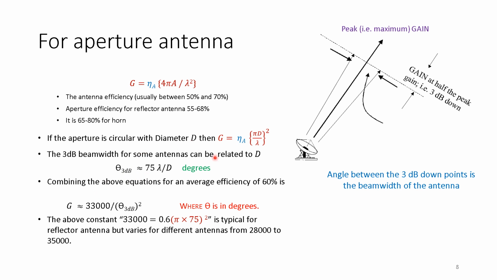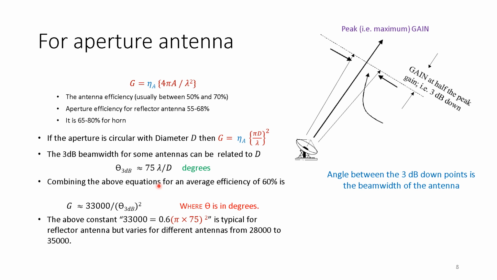Recall that the 3 dB beam width of an antenna can be related to D, again roughly. The beam width is the width of the antenna beam in degrees. So we can say that the 3 dB beam width is approximately, this is just rough, 75 times lambda over D. So it depends on the dimension of the antenna, and it depends on the frequency of operation.